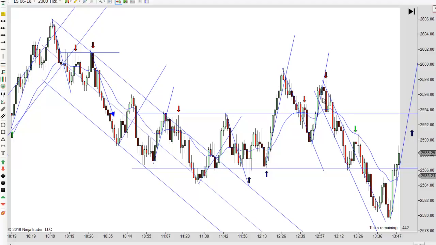Notice that you're moving up. You get a close outside and a new high all in one. So I like going short right there. It's actually below that bar. That's not a great bar.